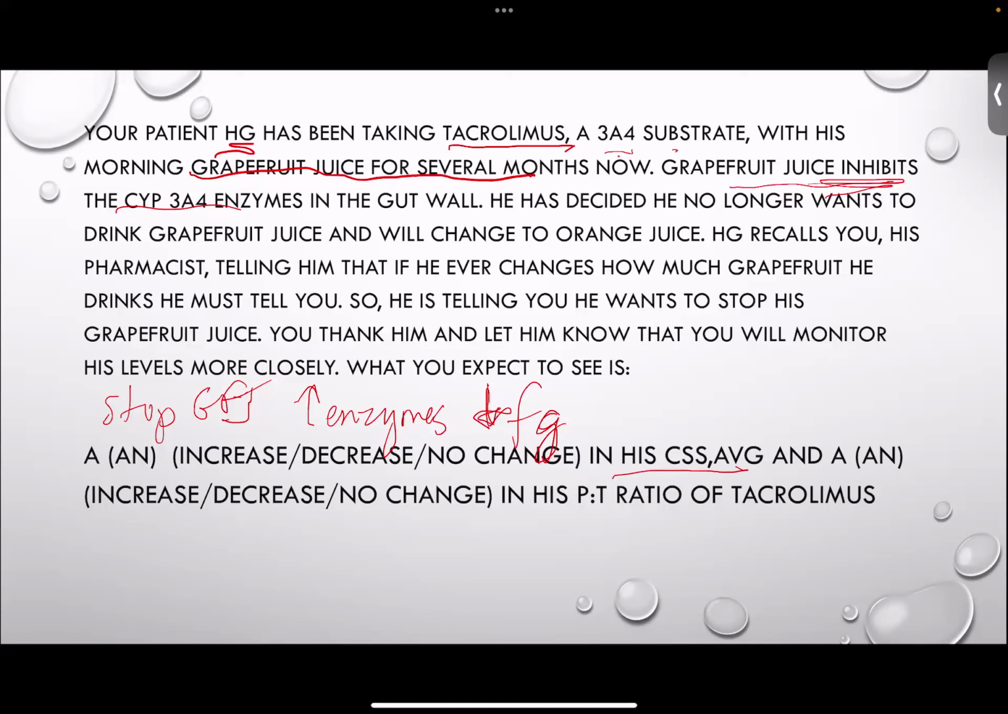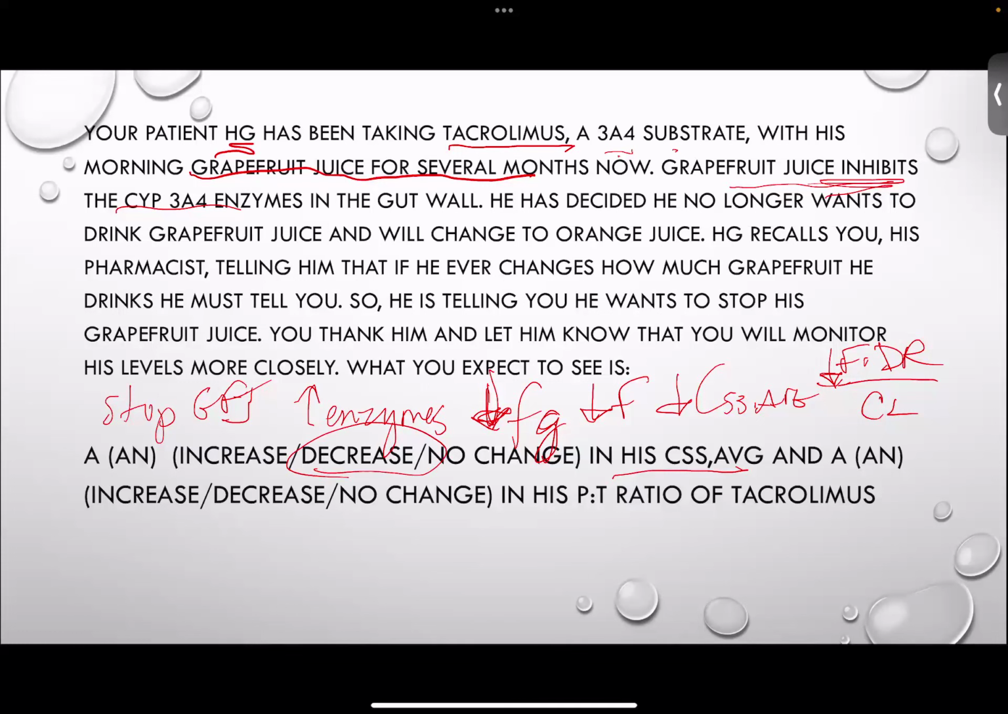Well, if we decrease FG, then we will have a decrease in F, won't we? And CSS average is determined by a bioavailable dose rate over clearance. So if our bioavailability decreases because we've got more of it being eliminated by these enzymes in the gut wall, we're going to see a decrease in CSS average.